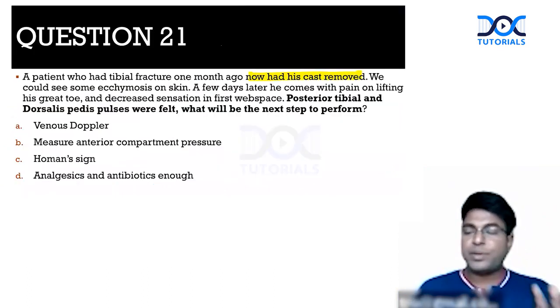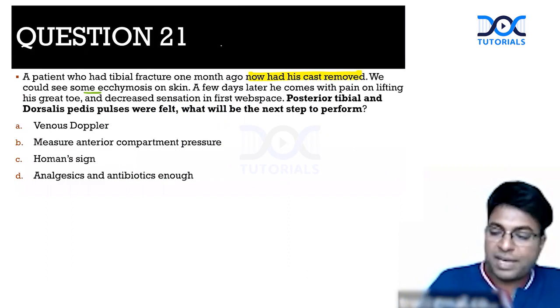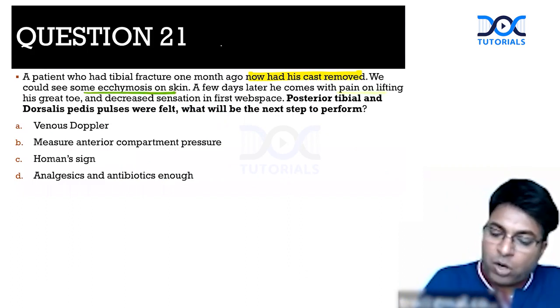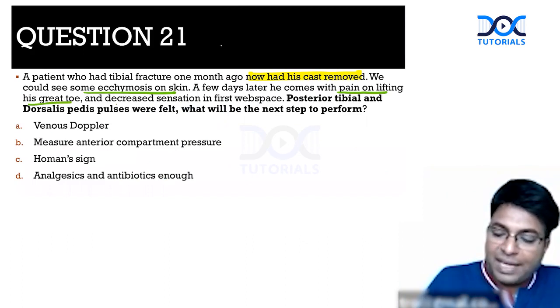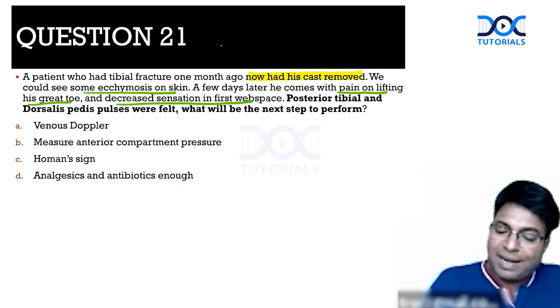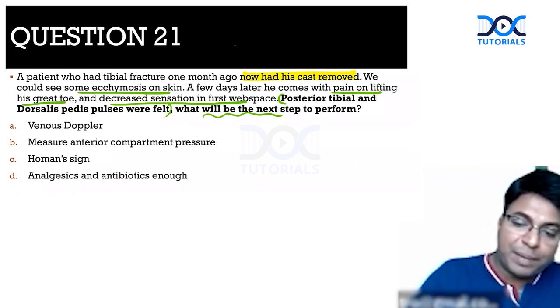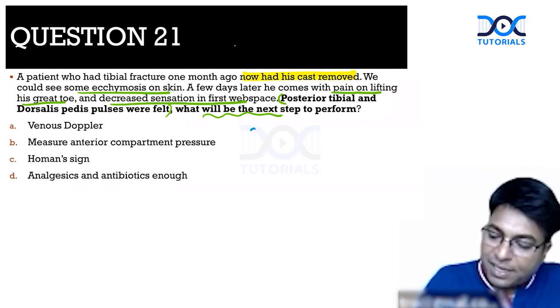So this case is going to discuss compartment syndrome. A patient comes to you with ecchymosis on the skin. A few days later, he comes with pain on lifting his great toe and decreased sensation in the first web space. Both posterior tibial and dorsalis pedis are felt. What will be the next step? So this is a case of compartment syndrome. I'm telling you, there is an early sign seen. What is it?